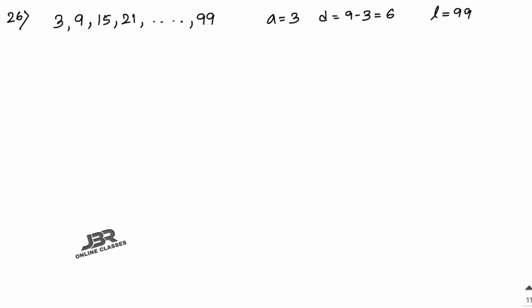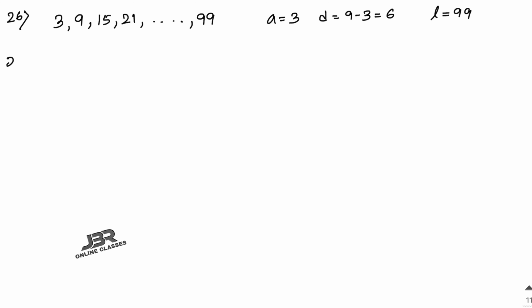Now next, sum number 26. In sum number 26, find the sum of all odd integers between 2 and 100 which are divisible by 3. Okay, so odd integers. So here the first odd integer divisible by 3 is 3. Clear? Second one is 9, then 15, then 21. In this way, the last one will be 99. So now you can easily find the sum. In that case, A equals 3 and D equals 9 minus 3, that is 6. Okay, first you have to find the value of n, because L equals 99, and then you can find Sn.